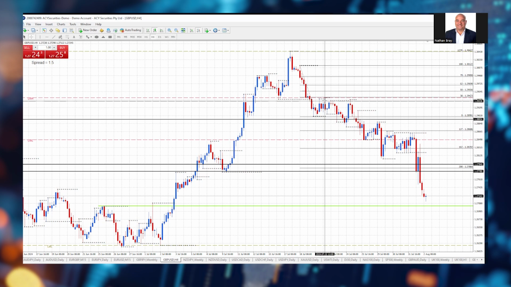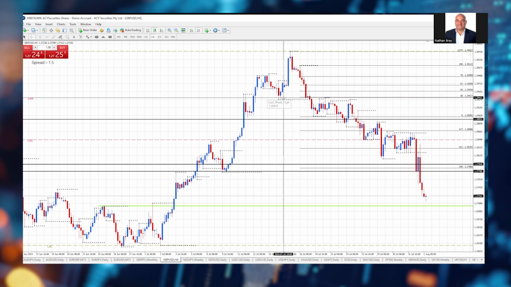So therefore, I would have had to choose, say, the euro dollar example over the pound dollar because it wouldn't have given me that decent retracement. And therefore, this would, in effect, be a miss. Okay, it did rally up to the 38.